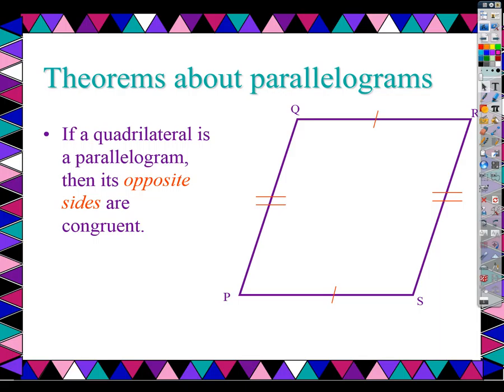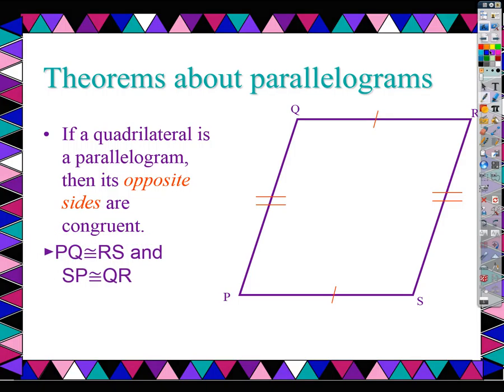That doesn't mean that all 4 sides are congruent. It just means that the opposite sides are congruent to each other. So in this case, that means side PQ is congruent to side RS, or SR, whatever you want to say, and side SP is congruent to side QR.